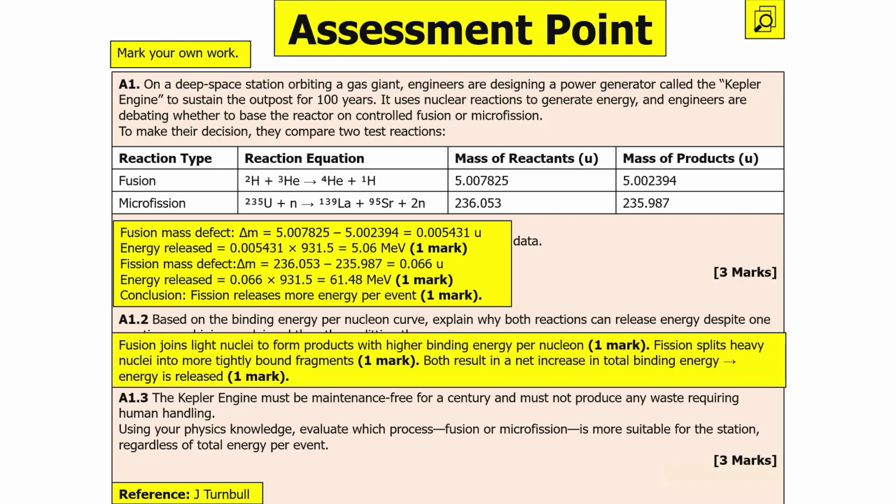Secondly, fusion will join light nuclei to form products with a higher binding energy per nucleon. Fission splits heavy nuclei into more tightly bound fragments. Both result in a net increase in binding energy, so energy is released.